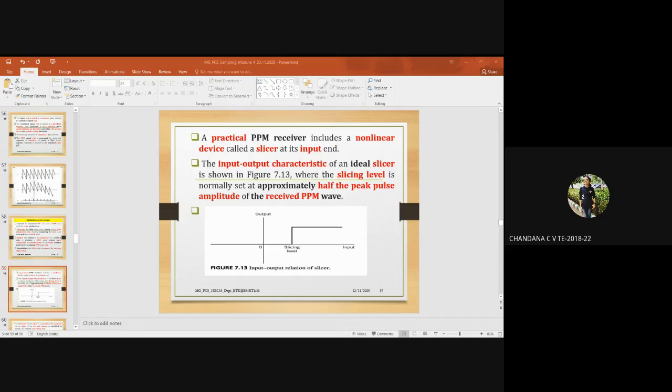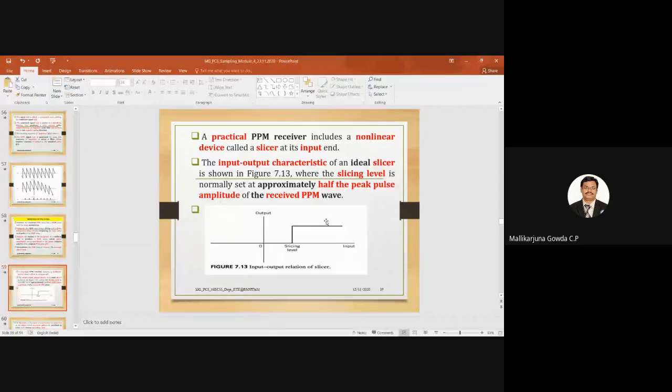Sir, it halves the peak pulse amplitudes. Can you repeat once again, Chandana? I could not hear. It halves the peak pulse amplitude of the received PPM. The slicer circuit acts with a slicing level. The slicing level is set at half the peak amplitude of the PPM wave. That is the slicing level.